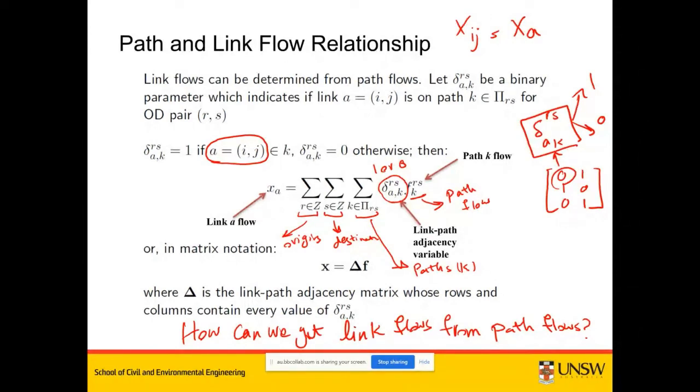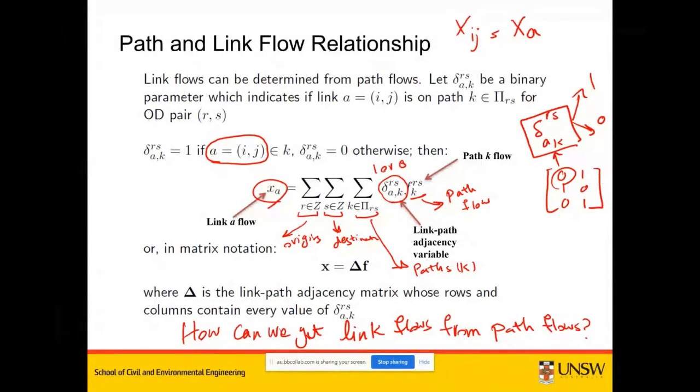And if a link is shared by two paths, that link in the link path adjacency variable will appear 2 times on 2 different columns. So when you multiply this delta RS AK by the path flow, and sum it over all the origins and destinations and the possible paths, you can actually get the link flow.